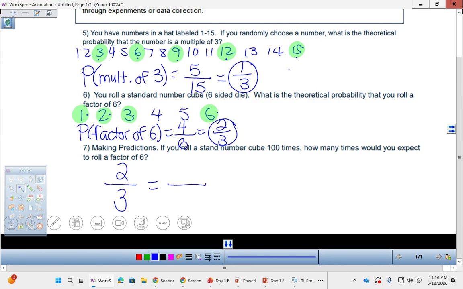Equal to another fraction. Now remember, these are the factors of 6. These are the totals. 100 is a total. I don't know the factors of 6, so I'll call this an X and this a 100. The totals go in the same spot. How do we solve a proportion? We cross multiply. So we're going to cross multiply this. 2 times 100 is equal to 3 times X. And then we're going to divide by 3.